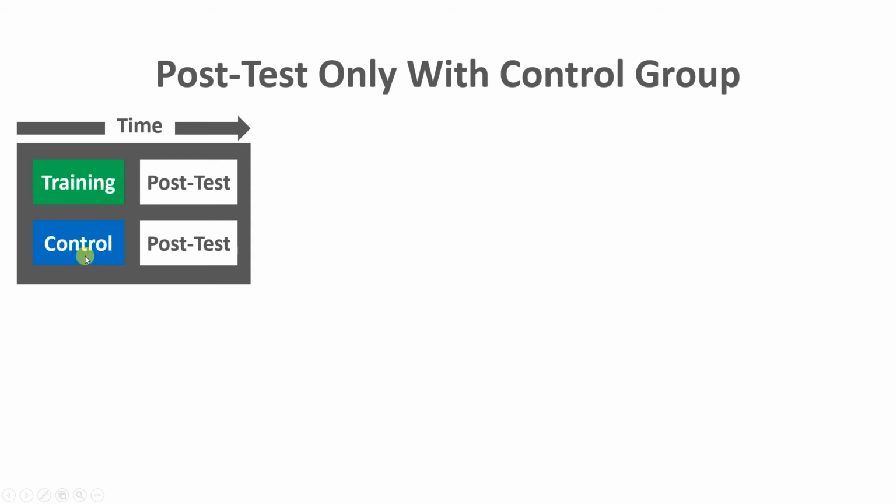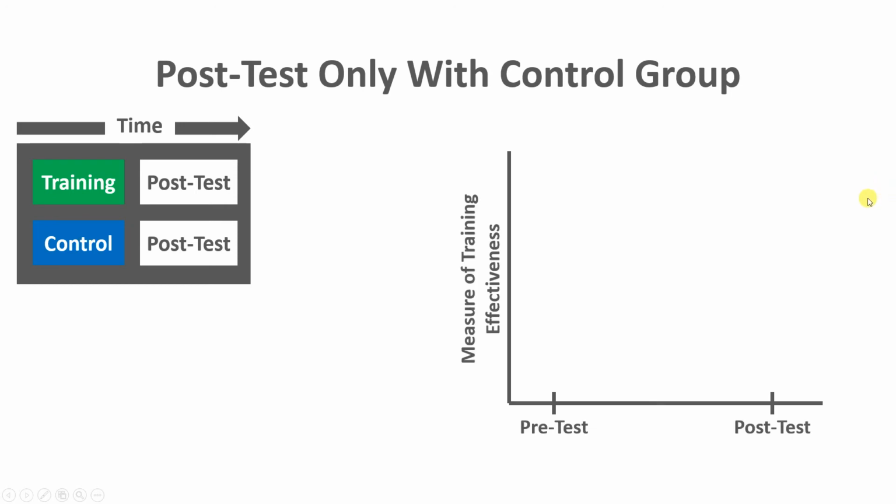This is now your comparison group, this control group. So let's take a look at this on this plot to get a better idea of what it means. If you recall, with the post-test only without control group design, we just knew where the average score was for that training group in terms of their measure of training effectiveness after they completed the training program, so the post-test.